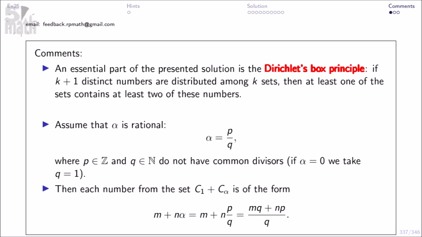Comments. An essential part of the presented solution is the Dirichlet's box principle. If k plus 1 distinct numbers are distributed among k sets, then at least one of the sets contains at least two of these numbers.